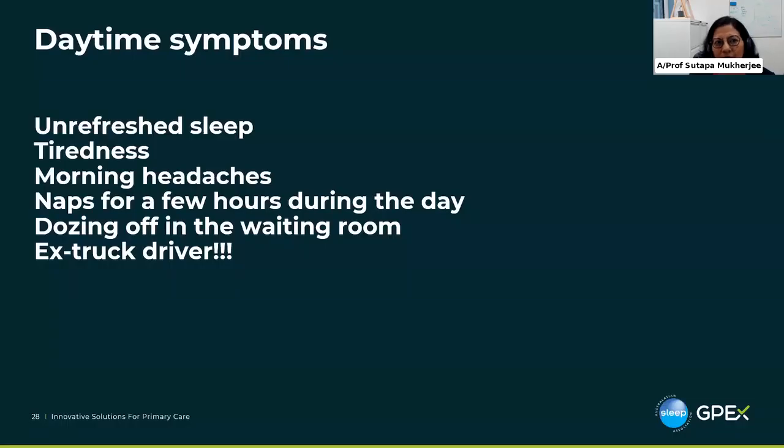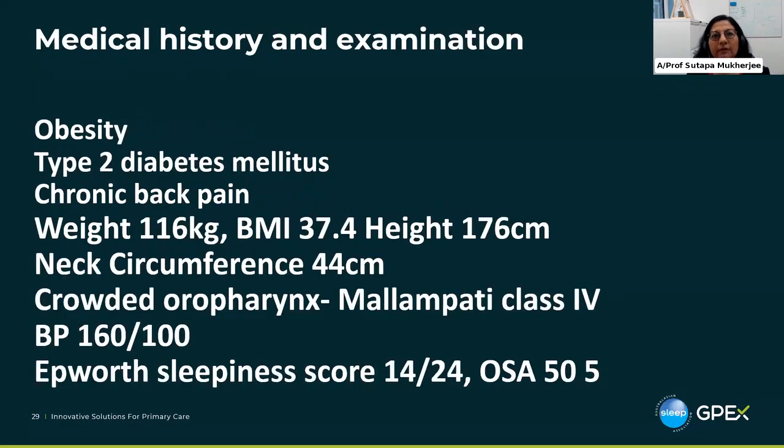a.m. He also had daytime symptoms, being unrefreshed after sleep, was tired, had morning headaches, was also napping for a few hours during the day, and in fact was dozing off in the waiting room, and he was an ex-truck driver. He had a significant past medical history of obesity and type 2 diabetes, also had some back pain.